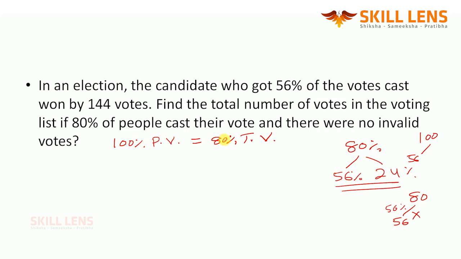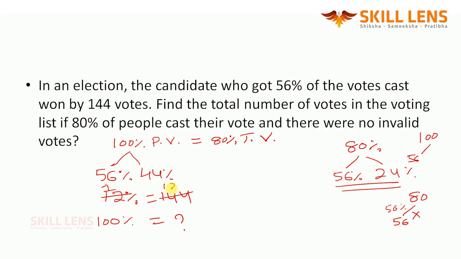So to avoid that confusion, what I am doing is this. 100% of polled votes is equal to 80% of total votes. Let's assume out of 100% of polled votes, one fellow will get 56%. When one fellow got 56, the other fellow will get 44. The difference is 12%. 12% is 144. When 12% is 144, then 100% is what? If you know the calculations, 12 ones are 12, 12 twelves are 144. So 1% is 12, then 100% is 1200.